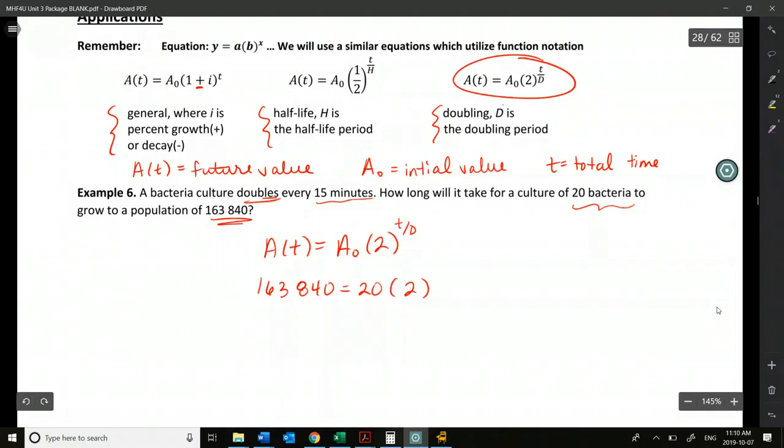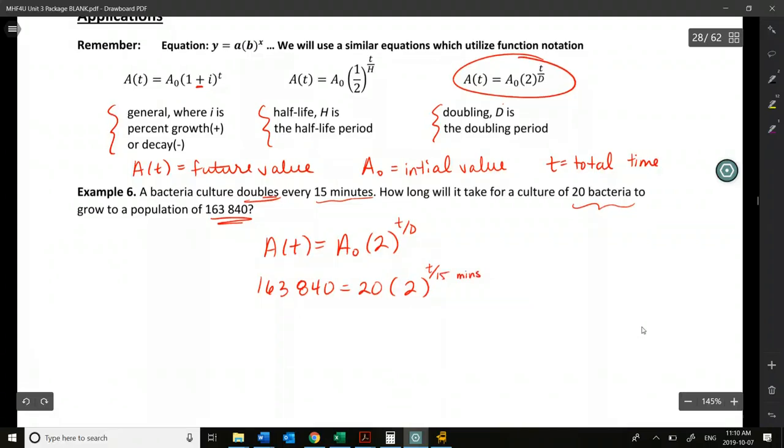Initial value is 20 bacteria. Total time, I don't know. That's what the question is asking me. Do we have the doubling period? Okay, 15 minutes. I'm just going to make a little note of that because our final time is going to come out to us in the same unit of measurement that we put in the doubling period as. So our total time will come out in minutes.